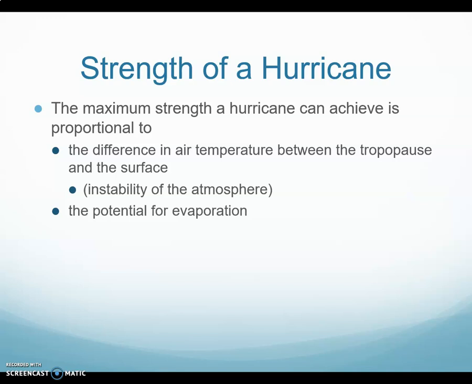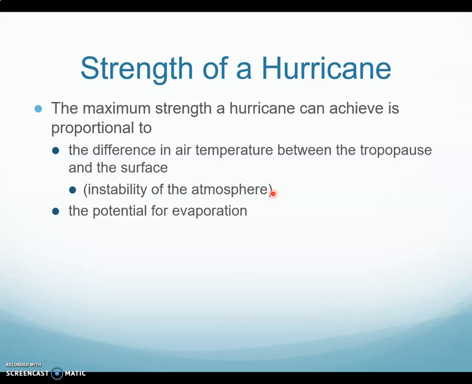evaporation. Now, this temperature difference between the tropopause and the surface, we're looking at surface temperature and tropopause temperature, looking at how much the temperature drops. In other words, we're looking at the environmental lapse rate. Yes, we are looking at the instability of the atmosphere. The larger the difference in temperature, the more unstable the atmosphere is, and the more likely you can have thunderstorms grow, which eventually become part of a hurricane.